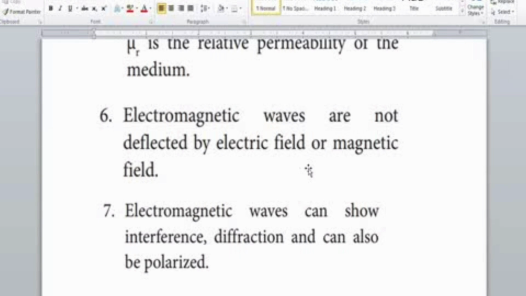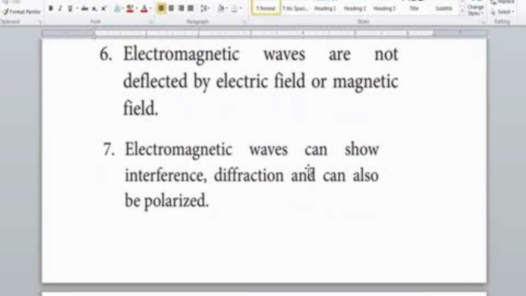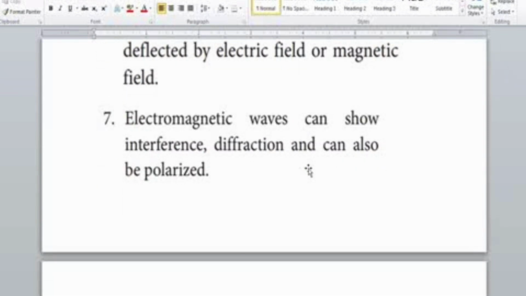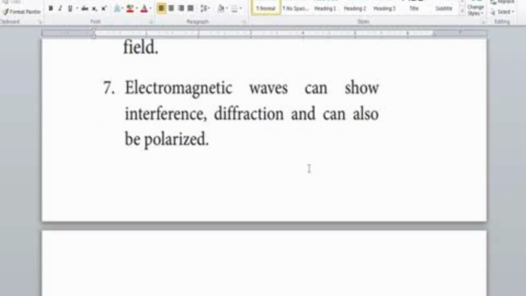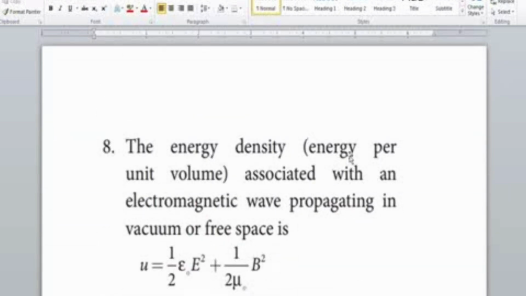Next one is the electromagnetic waves can show interference, diffraction, and polarization. So light is also a form of electromagnetic wave. So definitely electromagnetic waves have the property of interference, diffraction, and polarization.